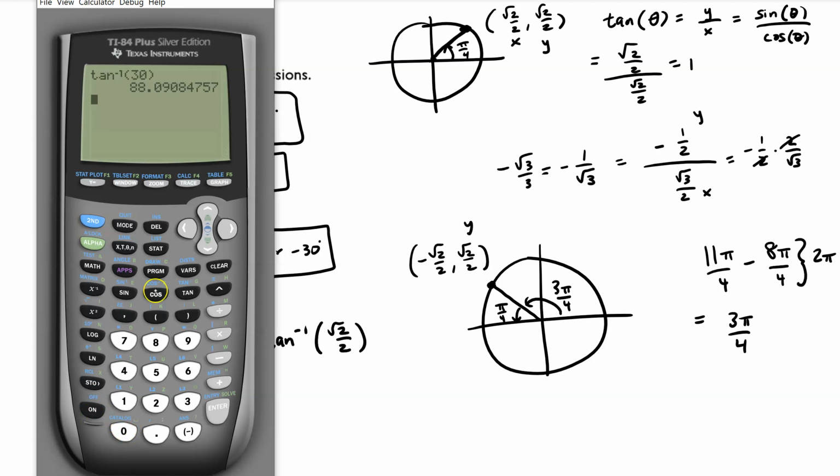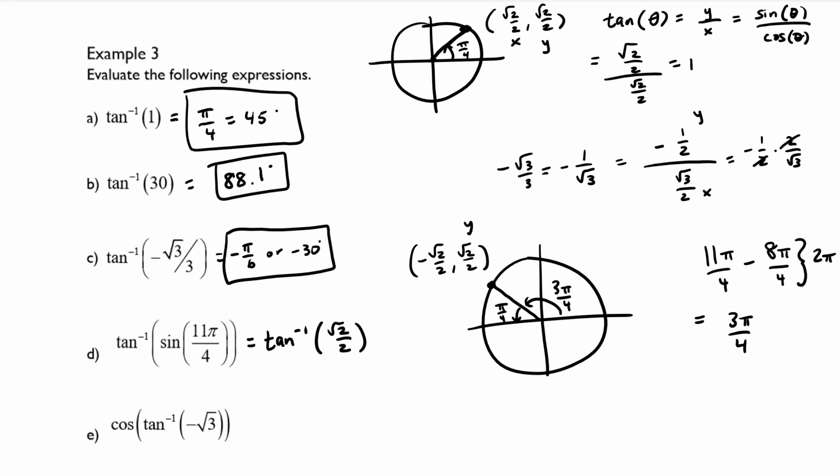So I'm going to go ahead and punch that in, tangent inverse of the square root of 2 divided by 2. And remember that this is in degrees, so I'm going to round it to the nearest tenths place. So this is equal to 35.3 degrees. And that is my final answer for part D.